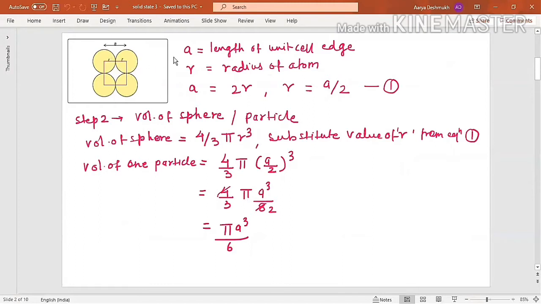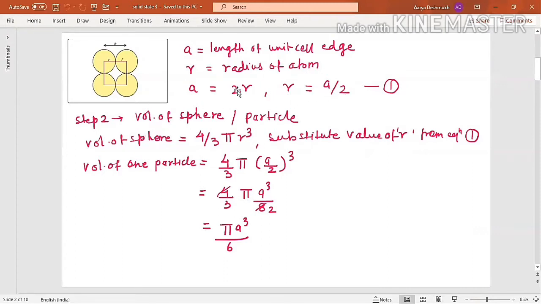Now this length a is the length of the unit cell edge. This r here is the radius of the atom, the distance from this point to this point. This is the radius of one sphere, and this is the radius of the other sphere. So the total edge length of the unit cell, denoted by a, equals twice r. Or you can write r equals a by 2.